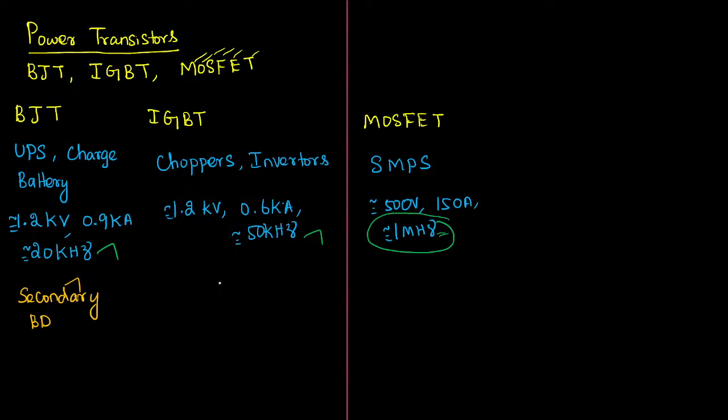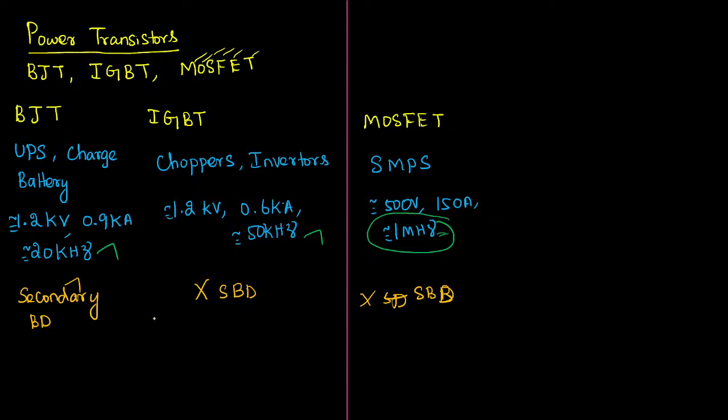Okay sir, if I ask whether secondary breakdown happens in IGBT, no. So secondary breakdown is not possible in IGBT. It doesn't happen here. Similarly, if you observe MOSFET, no. We will be observing this secondary breakdown only in BJT. In the remaining two devices you can't observe this.